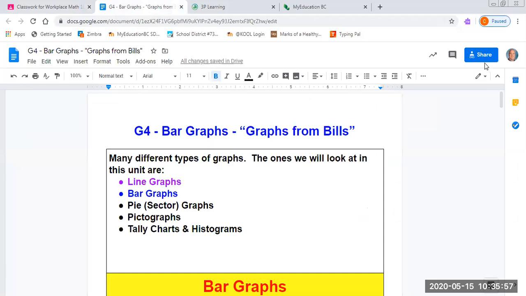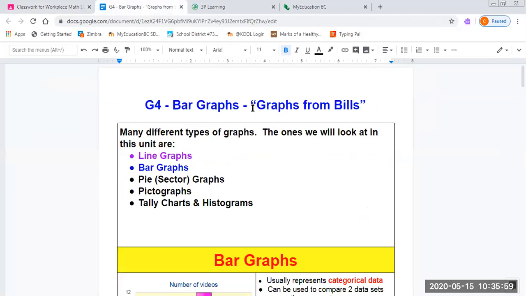So the first thing that we'll look at is just a reminder that we are going to be looking at, in this unit, line graphs, which we already looked at. This is the second part of the bar graphs that we're going to be looking at today. And then we'll also look at pie graphs in subsequent lessons, and then pictographs as well as histograms.